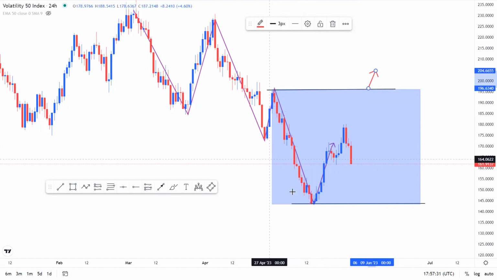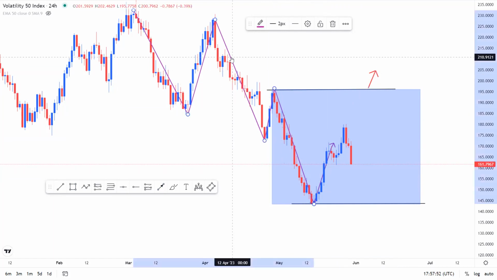But for as long as price stays in between this rectangle area, we are still very much in a downtrend, and it's safe to be looking for selling opportunities anywhere within these brackets.